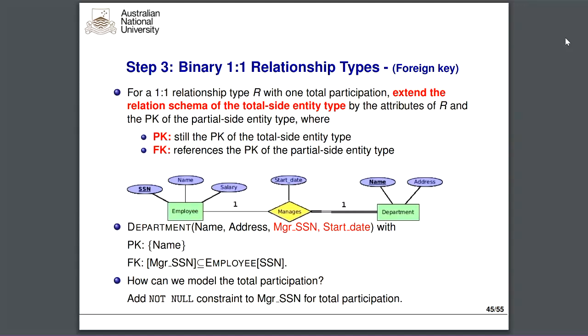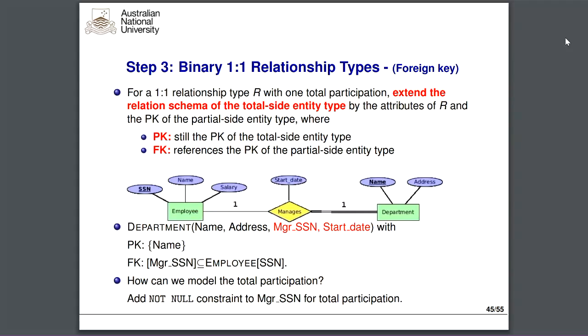Now the primary key is name. And the foreign key is that they subset. Now the manager's social security number is a subset of the social security numbers of the employee set. Right? So now there is a different set, and this is a subset. Most likely it's a proper subset.